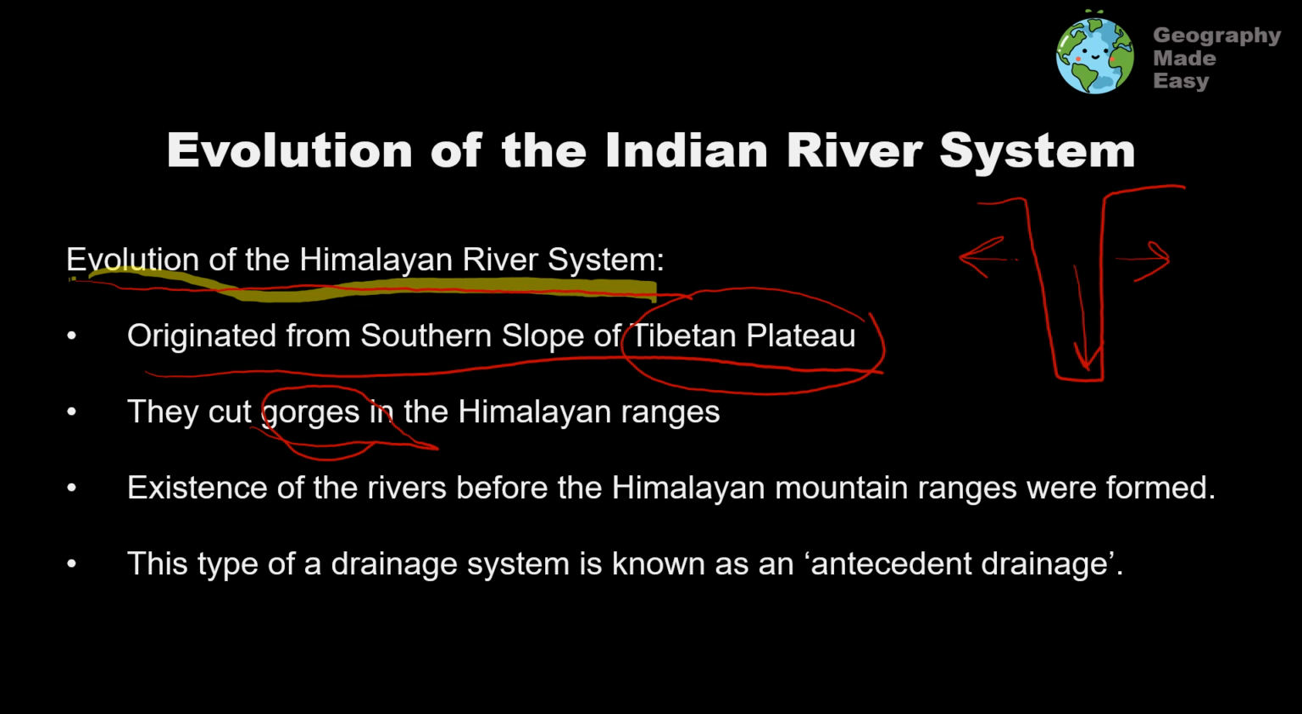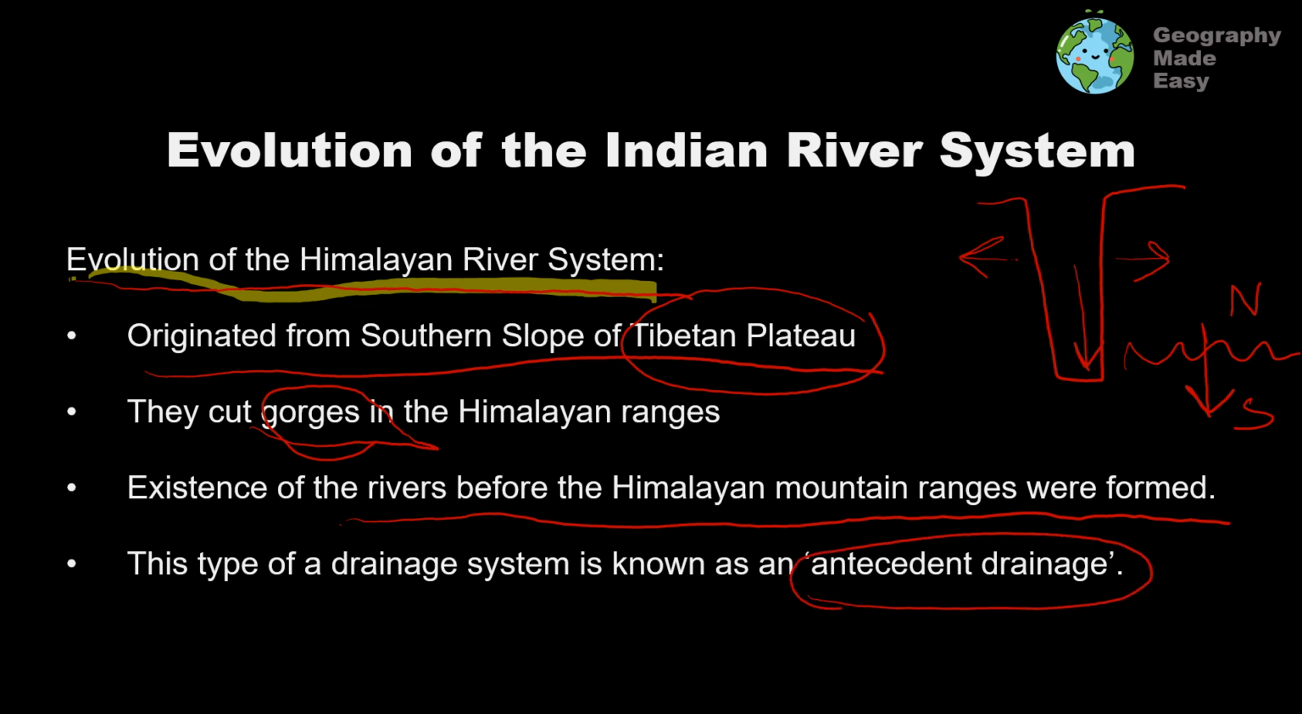So this points to the fact that these rivers existed before the Himalayan mountain ranges were formed. That is, the rivers were flowing from north to south. That was the general slope of the land. Later in time the Himalayas developed, but even after the Himalayas developed, the rivers continued flowing towards the south. So the Himalayas rose, but the rivers created these narrow I-shaped valleys, which were called gorges. This type of drainage system, which exists before a mountain range exists, forming I-shaped valleys, is called the antecedent drainage system.